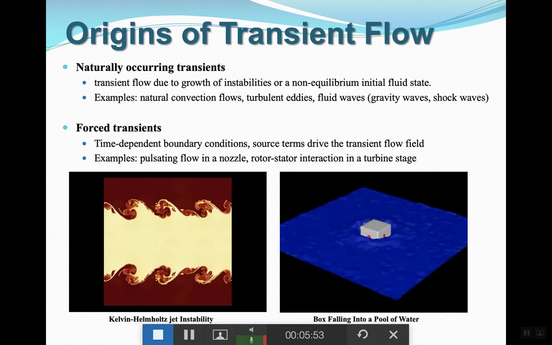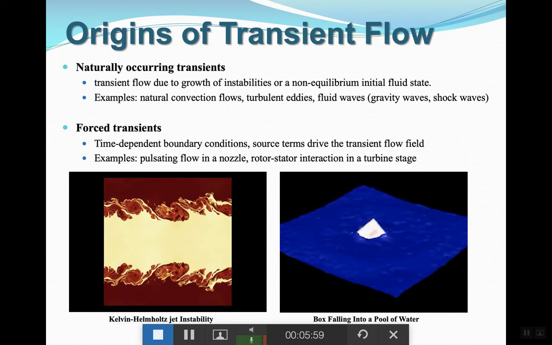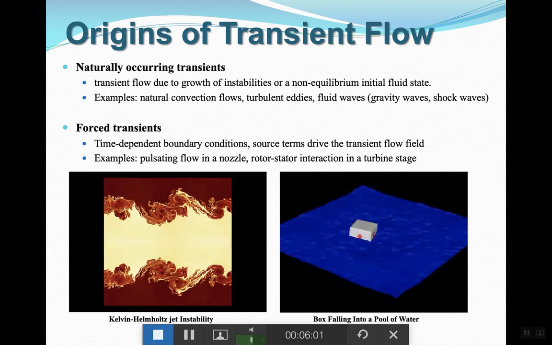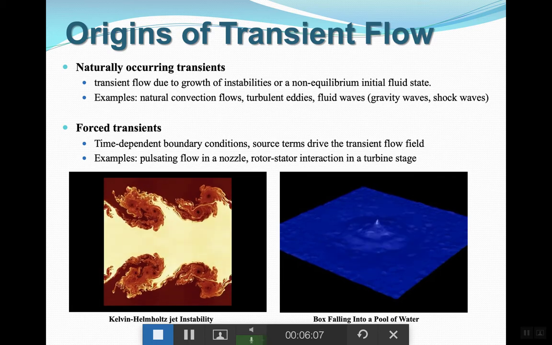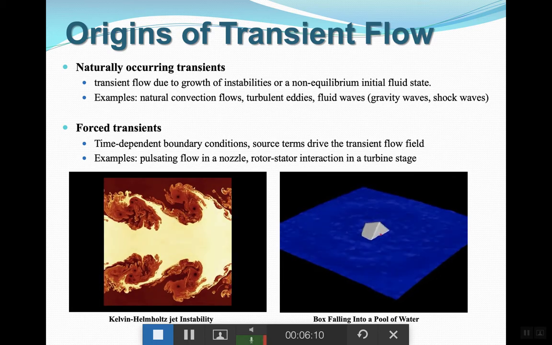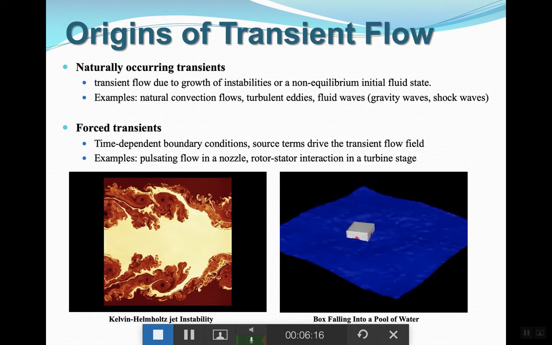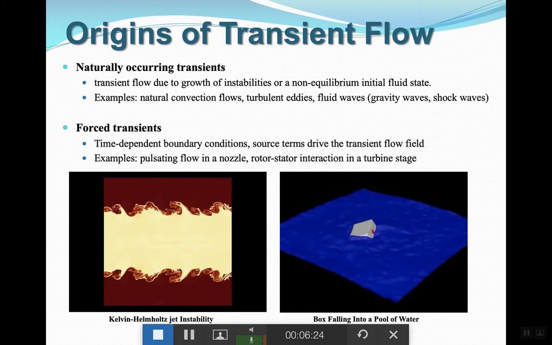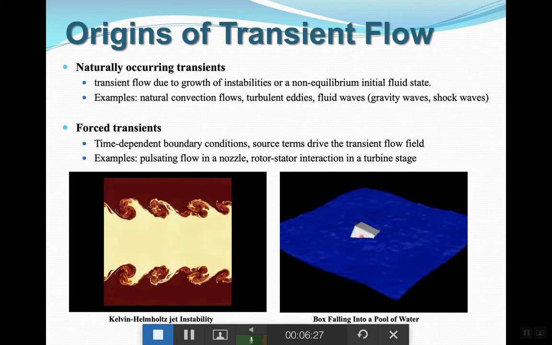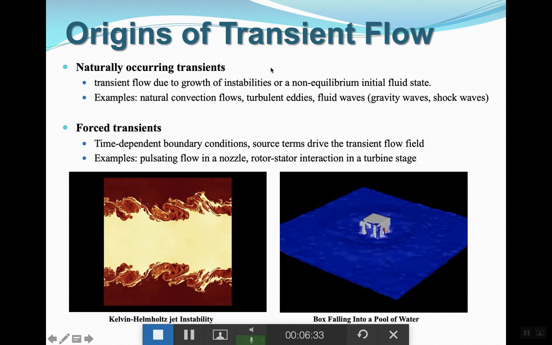But most of the things you would see in industry are actually forced transients. The forced transients basically have some sort of time-dependent boundary conditions, and those time-dependent boundary conditions force the flow inside your domain to be time-dependent, because we know the flow inside your domain depends on your boundary conditions. And when your boundary conditions are transient, inevitably your flow inside your domain is also transient. Here you can see two examples of it.